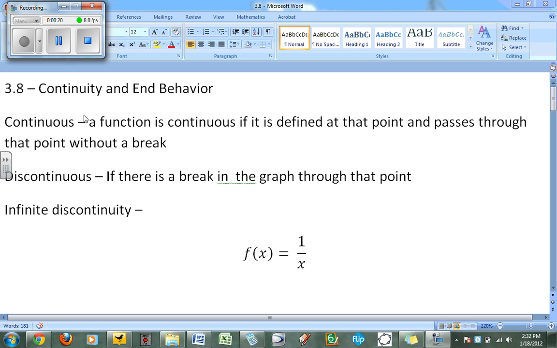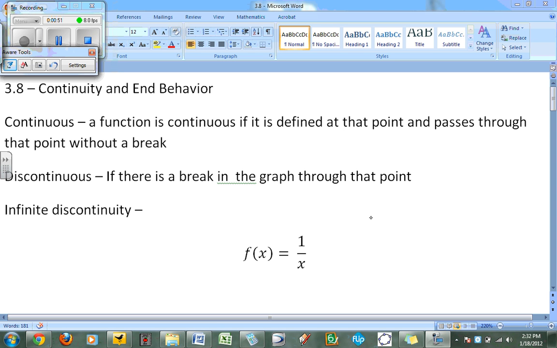So the definition officially is a function is continuous if it is defined at that point, defined meaning that it has a y value at that point, and it passes through that point without a break. So we're not going to break and move elsewhere on that point. But obviously then discontinuous means if there's a break or a gap through that point. We all know what the graph looks like, or we should, by the way. If we don't, we need to look at your parent graphs.